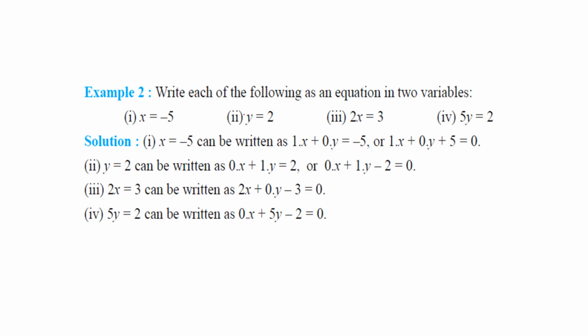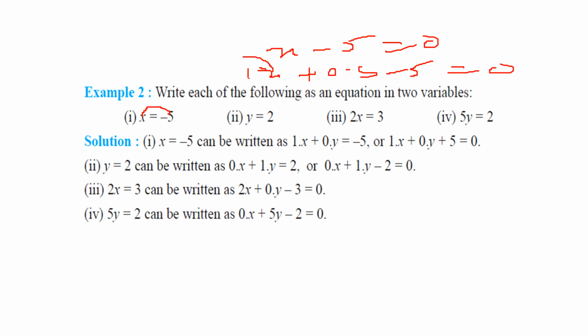We have to write each of the following as an equation in two variables. So x equal to minus 5. You take minus 5 here, x minus 5. This is x minus 5 equal to 0. You don't have y, so just take 0 into y, minus 5 equal to 0. Here a is 1, 1 is the coefficient, and b is 0 and c is minus 5.